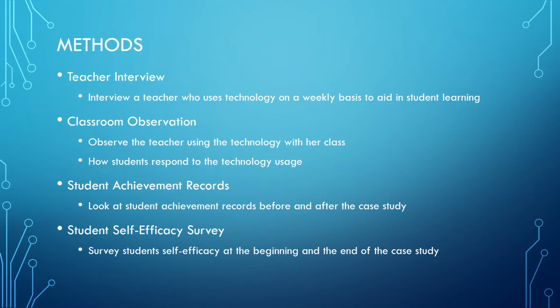I will then look at student achievement records from before and after the case study to see if there was an increase or a decrease. I will also look at student self-efficacy through a survey that students will take at the beginning and the end of the case study to see again if there were any increases or decreases in their self-efficacy. All students will take the survey, and I will compare records for all students, but I will specifically focus on increases and decreases in African American students.